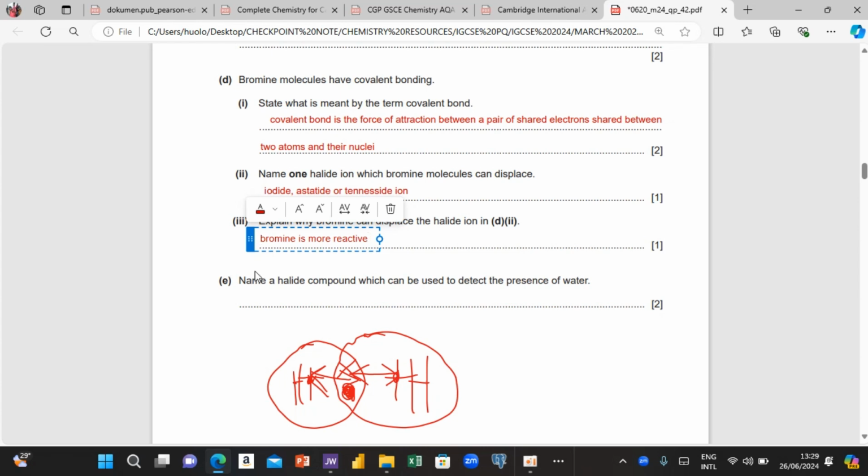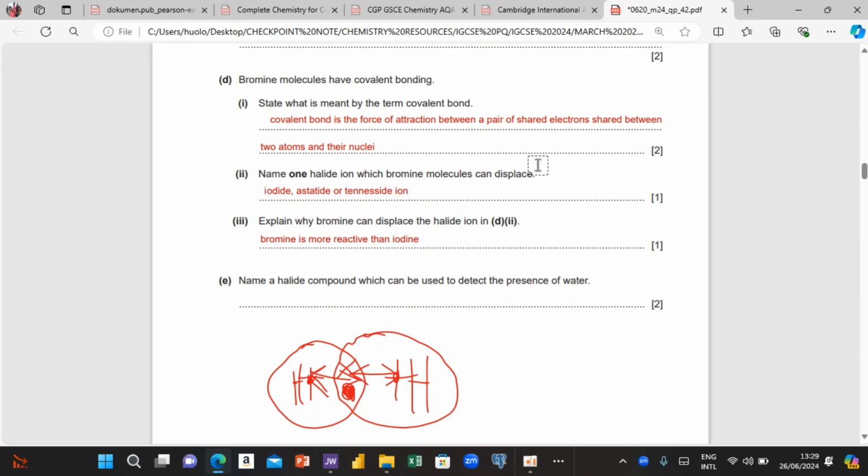If you've written "bromine is more reactive," please know that you won't get any mark because you've not said anything. You've not done a proper comparison. So you are telling us bromine is more reactive than whichever one you have chosen. Perhaps let's say you've picked iodine in the first instance, so you say it's more reactive than iodine. Okay, that's fine. I hope that explanation helps.